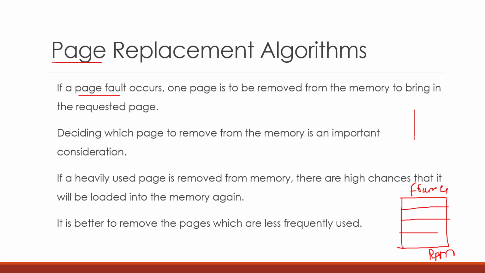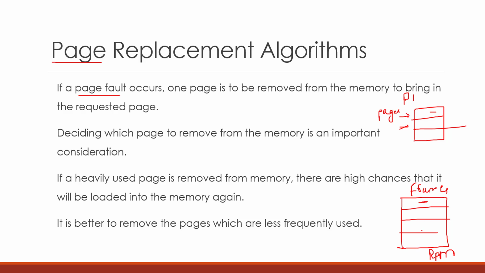Then we have our programs. So we have a program or a process, for example, a process P1. P1 is divided into different pages. Different sections of the program or process are called pages, and the size of each page is equal to the size of the frame.